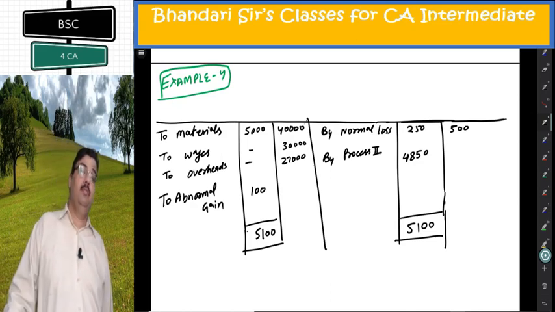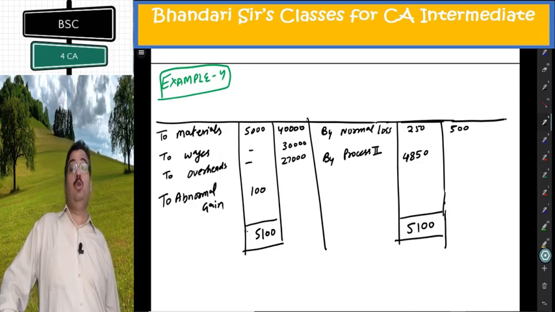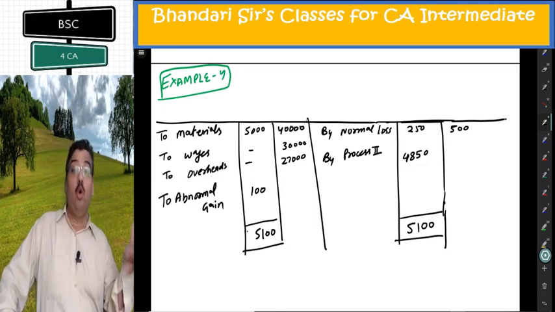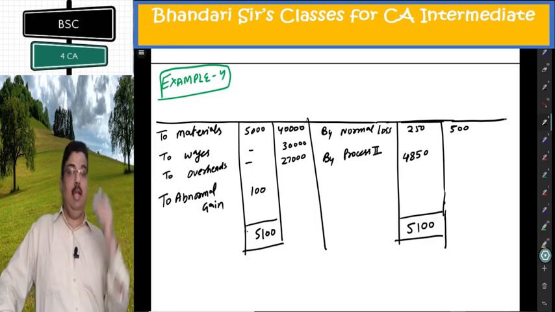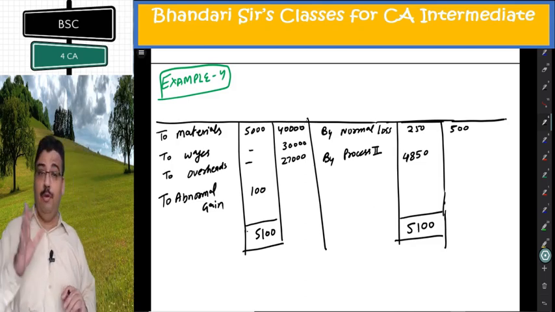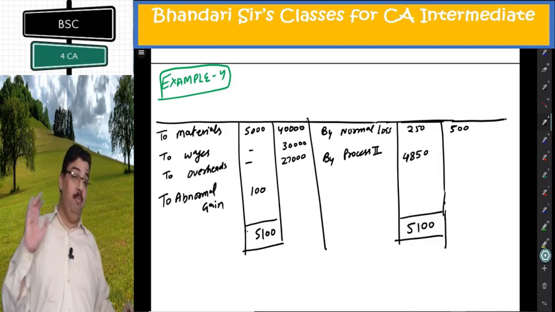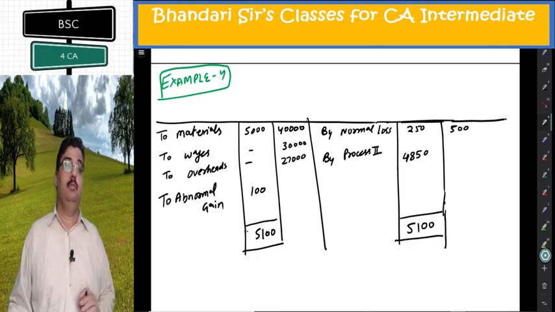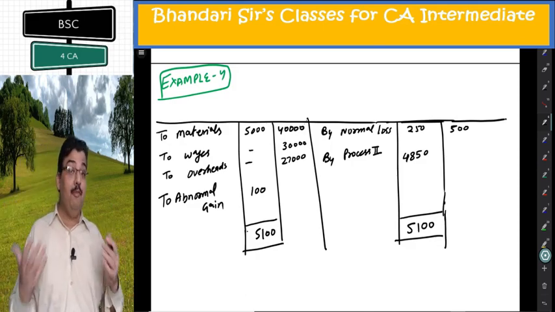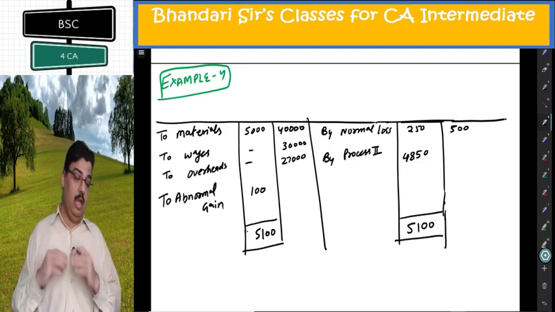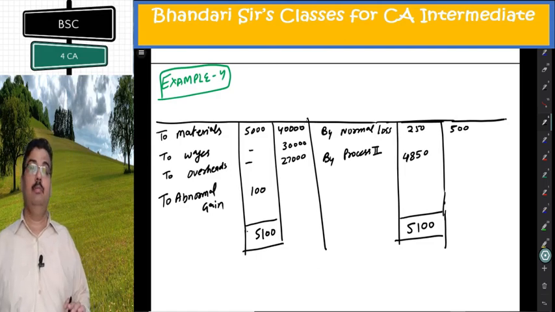Second way, compare the outputs. They should have produced 4750, they have produced more, 4850. So there is gain, abnormal gain. Thirdly, compare loss. Loss should have been 250. But with input of 5000, output of 4850, loss is only 150. Loss is only 150 instead of 250. There is abnormal gain. So gain, whatever way you compute, is here.